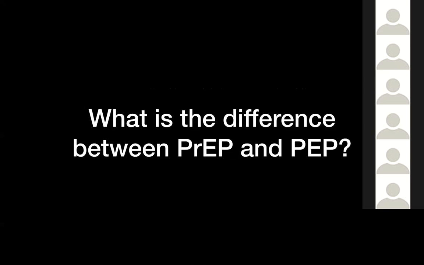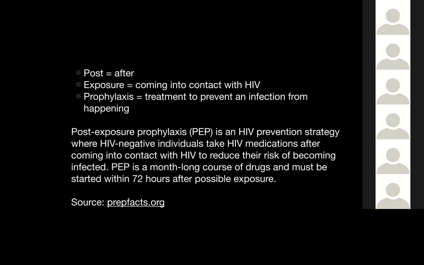What is the difference between PrEP and PEP? So PEP, as you know, is post-exposure prophylaxis. The key difference here is that PEP is an intervention that's given after coming into contact with HIV potentially. Post-exposure prophylaxis is where individuals take HIV medications after coming into contact with HIV to reduce their risk of becoming infected. We don't know if they've actually come into contact with HIV. It's really a potential exposure to HIV.